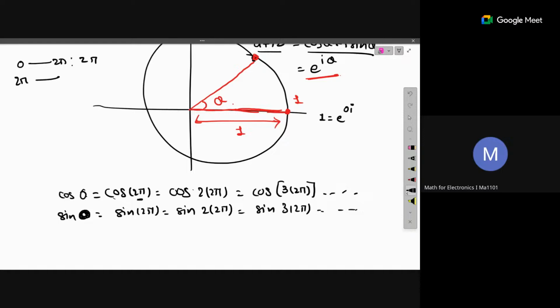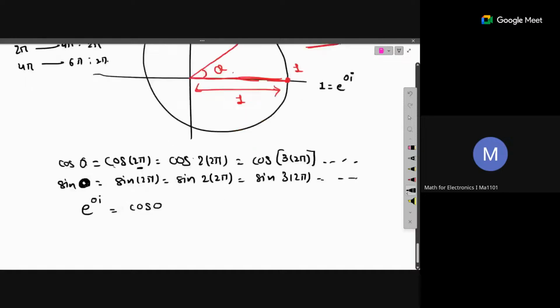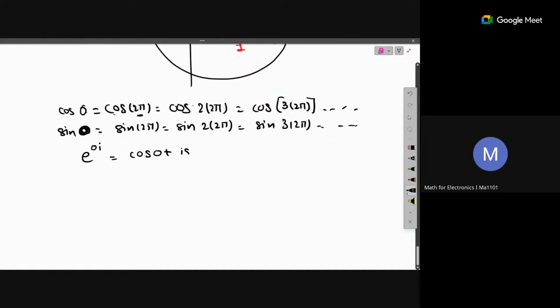From 2 pi to 4 pi, we are covering 2 pi distance again. From 4 pi to 6 pi, 6 pi is the same as 2 multiplied by 2 pi. Again, we are covering 2 pi distance. So that's why all these values are the same. That means we can say that e to the power 0 iota, which is the same as cos 0 plus iota sine 0, is the same as cos 2 pi plus iota sine 2 pi.